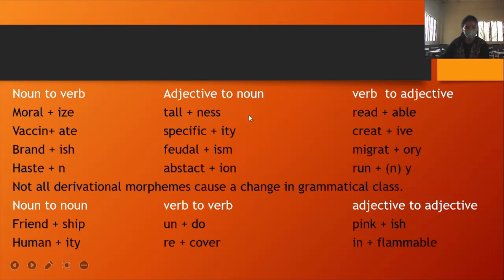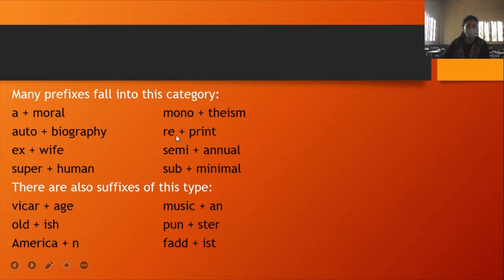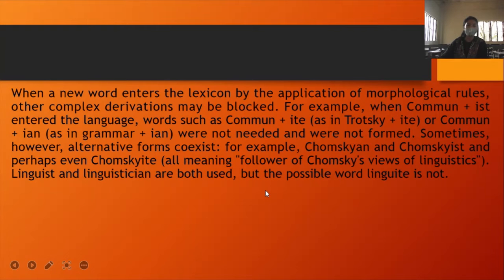So, other examples. Not all derivational morphemes cause a change in grammatical class, as you can see. Many prefixes fall into this category. There are also suffixes of this type.